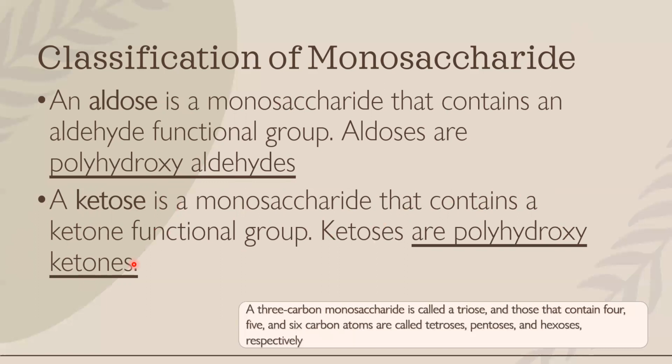Take note that monosaccharides are usually classified by both their number of carbon atoms and the functional group that is included. So a 6-carbon monosaccharide with an aldehyde functional group is called an aldohexose.